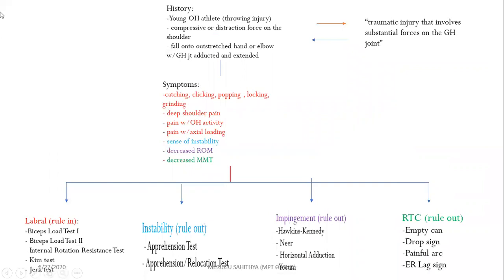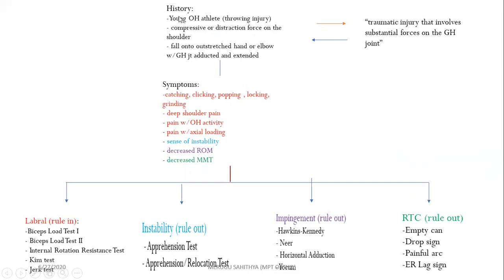So coming to rule out SLAP tears or glenoid labrum tears, checking in the history: a throwing injury, or a compressive or distraction force on the shoulder, or a traumatic injury that involves substantial forces on the glenohumeral joint results in this type of history, and a history of a fall onto an outstretched hand or elbow, wrist, with the glenohumeral joint in an adducted and extended position.